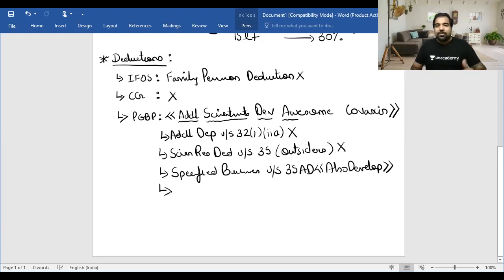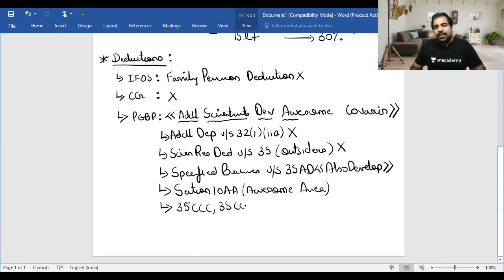Awesome is an awesome shortcut. There is section 10AA, the awesome area, whereby you go to an SEZ and you start manufacturing or providing services and you export. The government loves you. For 15 years, first year 100% of export profits, next 5 years 50%, and last 5 years again 50% of export profits, subject to conditions, you get that deduction. Unfortunately, that you will not get here. And there are some deductions where you spend money on rural development and skill development, which are mostly discussed at CA final level: 35CCC and 35CCD. These deductions you will not get. So these are the deductions that you don't get in PGBP.